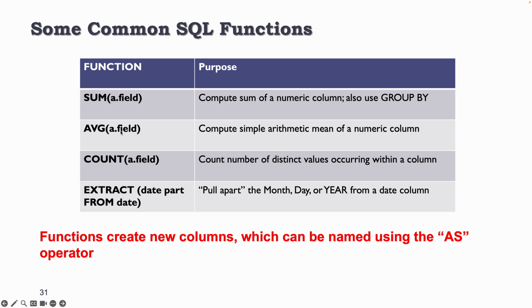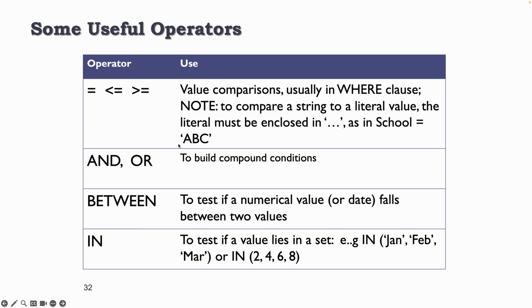So here are some common SQL functions. We used sum earlier, also average and count. Another function that could be used is extract, where you could pull apart month, day or year from a date column. So basically functions create new columns which can be named using the as operator. We had seen earlier, if we want to give a new name, we can give that name using double quotes. Here are some useful operators. You could use equal, less than equal, greater than equal. Similarly, and or operators, between to test if a numerical value or date falls between two values, in to test if a value lies in a set, for example in Jan, Feb, March or 2, 4, 6, 8, etc.